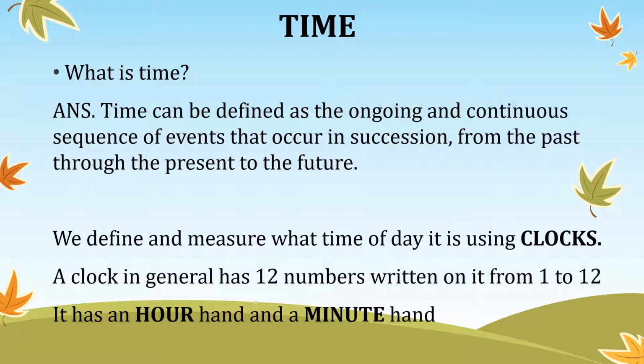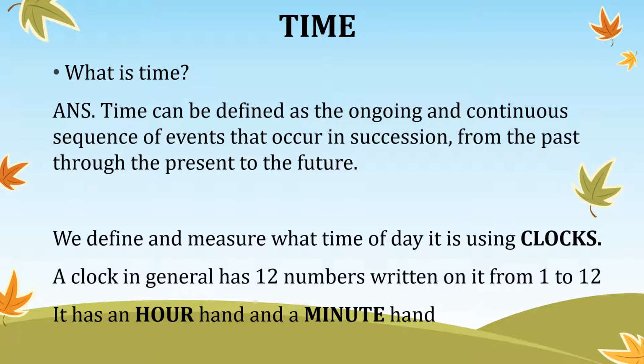In general, a clock has 12 numbers written on it. As explained yesterday, generally a clock has 12 numbers which are written on it, which start from 1 to 12. आपने अभी हमने एक क्लॉक का वर्जन देखा था जिसमें कि 1 से लेके 12 तक के नंबर्स थे. आप अपनी वॉल क्लॉक पे अभी भी देख सकते हैं.